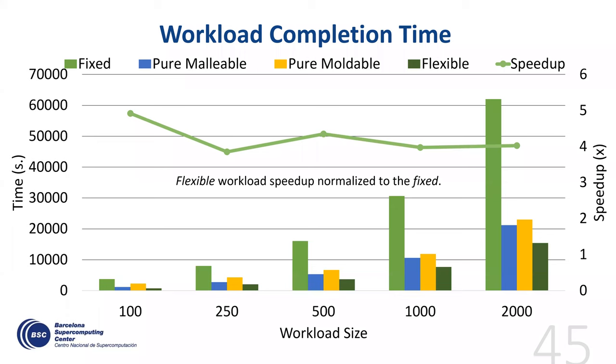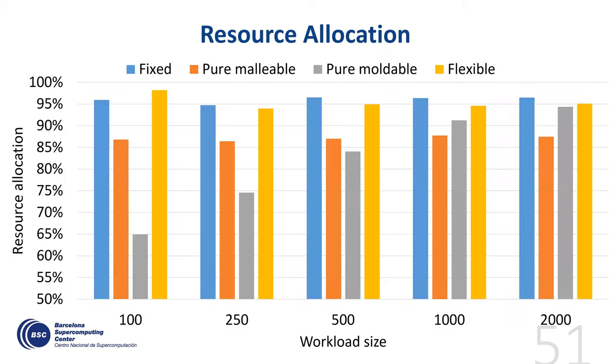Particularly, the flexible workload speedup is around 4x in all the workload sizes. But again, the pure moldable is probably around 3x, and it's quite good. The problem with the pure moldable is this.